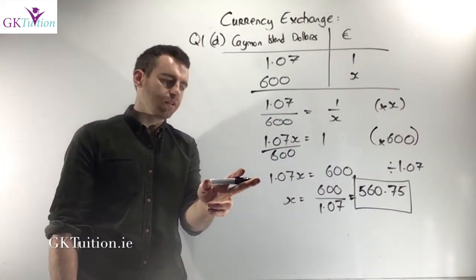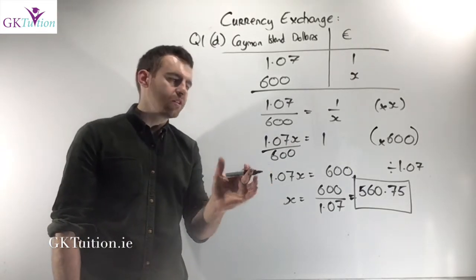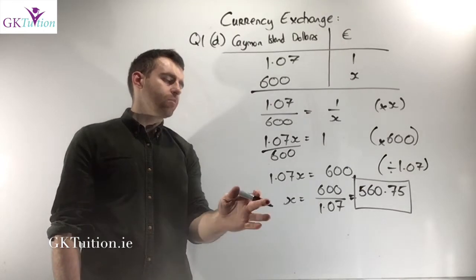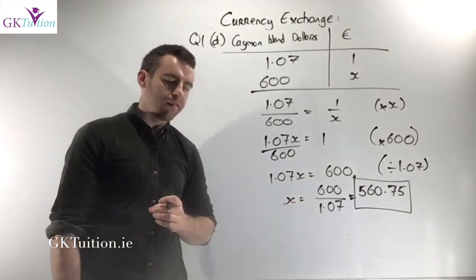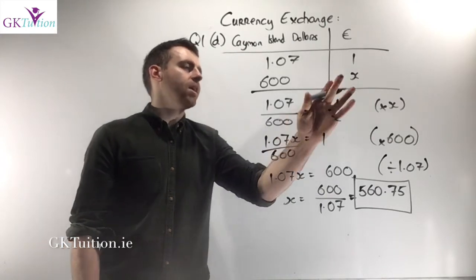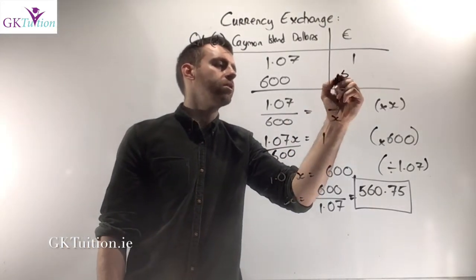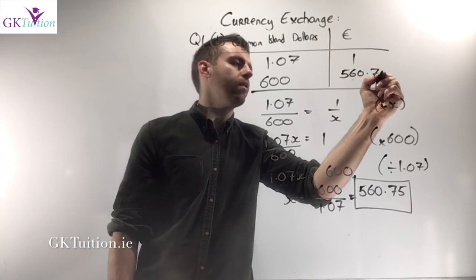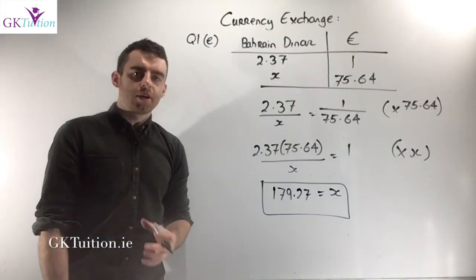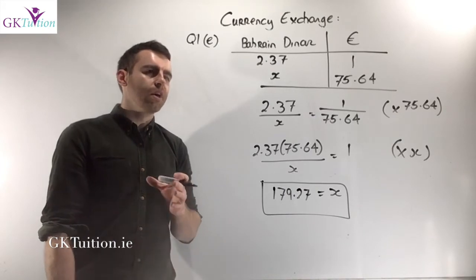1.07x equals 600. And then in order to get x on its own, I divide both sides by the number in front of x. So x must be 600 over 1.07, which if you plug into your calculator to two decimal places, it tells me that 600 Cayman Island dollars, based on this exchange rate, is equivalent to 560.75 euros.